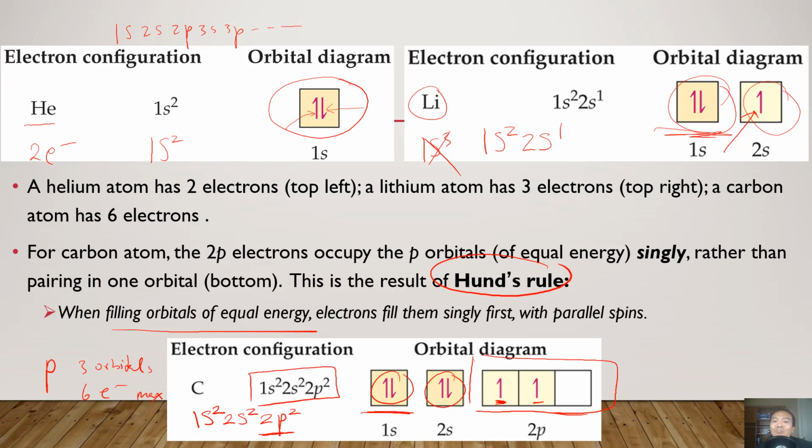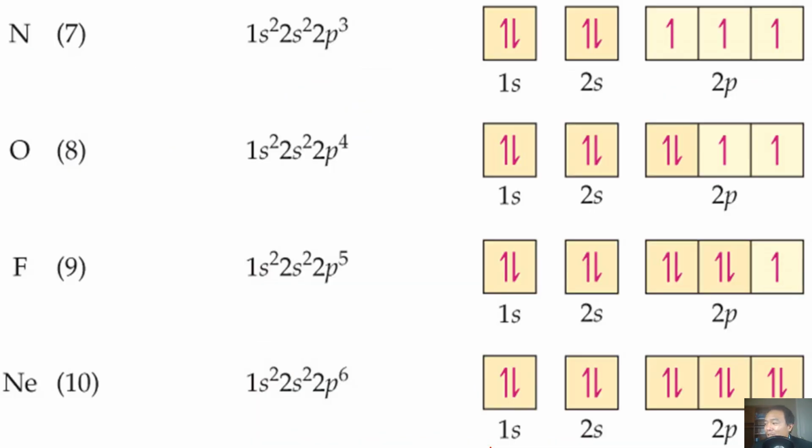Okay, let's actually look at more examples so you know what I'm talking about. For example, for nitrogen, you have 7 electrons. Electronic configuration using subshells, that's easy. Orbital diagram, you fill in 1s, 2s, and for all 3 electrons in the p orbitals, you spread out and spin in the same direction. Did you see that? That's Hund's rule.